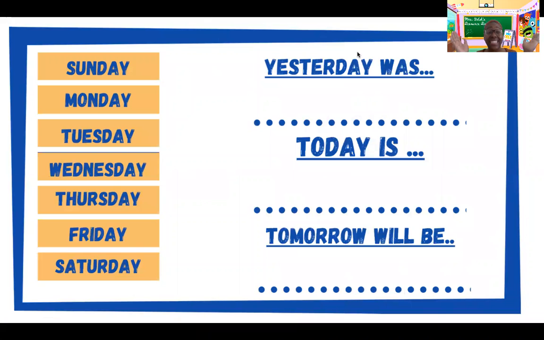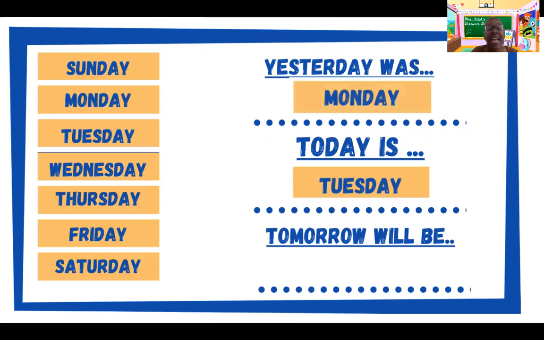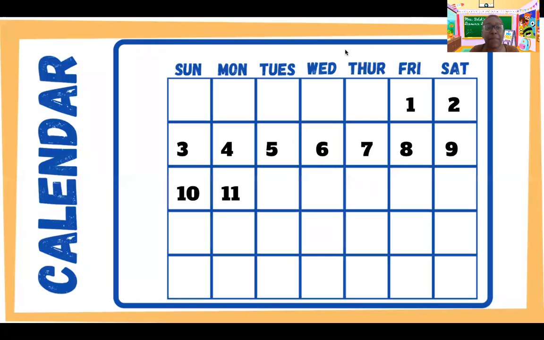Do you know what today is? It is the second day of the school week. So what day is that? That's right. Today is Tuesday. Well, if today is Tuesday, then what was yesterday? Let me think. If today is Tuesday, that means that yesterday was Monday. And if yesterday was Monday and today is Tuesday, what will tomorrow be? That's right. Tomorrow will be Wednesday.